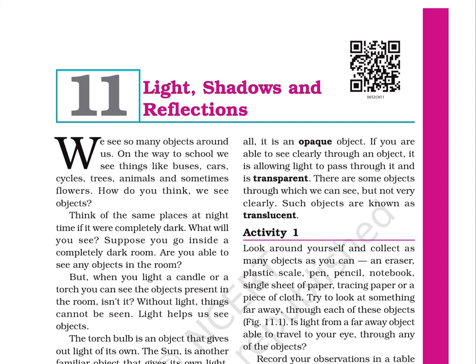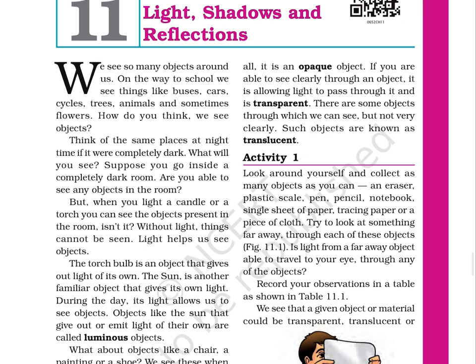We see so many objects around us. On the way to school, we see things like buses, cars, cycles, trees, animals, and sometimes flowers. How do you think we see objects? Think of the same places at night time if it were completely dark. What will you see? Suppose you go inside a completely dark room. Are you able to see any objects in the room?